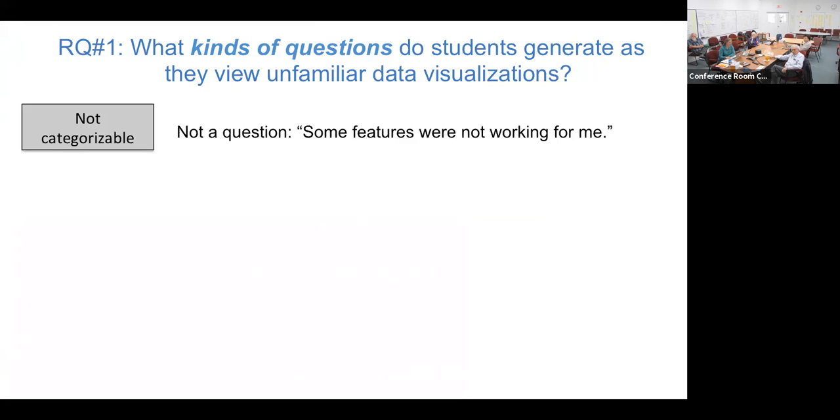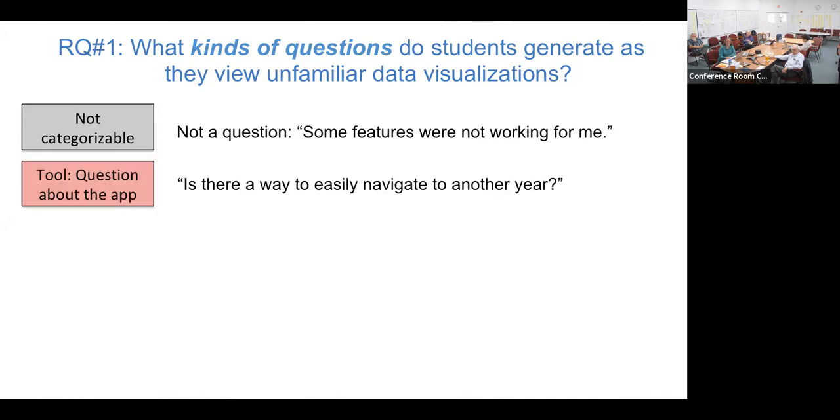So the first category was, it's not a question, basically. Either they just wrote down the title without writing a question, or they wrote something like, some features were not working for me, or there were a few that simply were not categorizable. They were such idiosyncratic questions, they fit nowhere in our taxonomy, and they got dumped in this not categorizable category. Then we had questions that were about the app itself, about the iPad app, the tool. Like, is there a way to easily navigate to another time interval? And not very many of those, but a few.